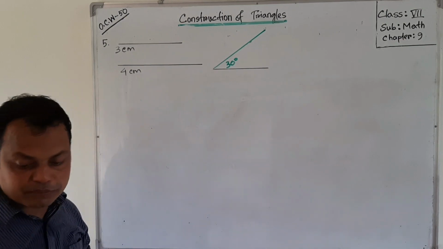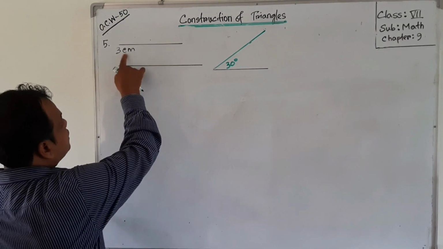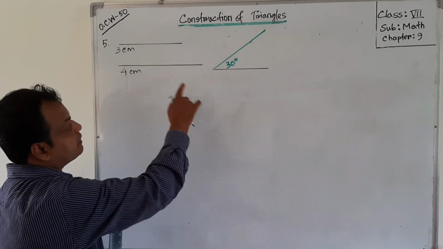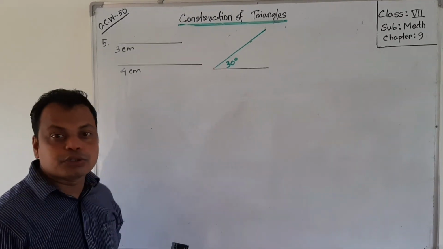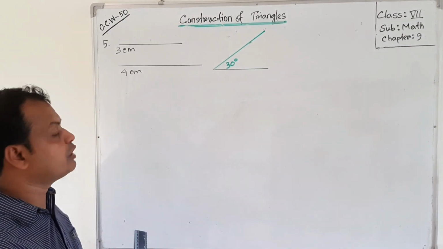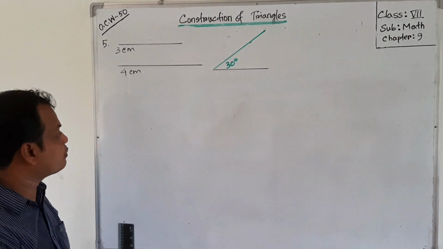So these are the given information. Length of one side is 3 cm, another one is 4 cm, and one angle is 30 degree. So from the above given information, we have to construct a triangle. So at first we will take our ray.